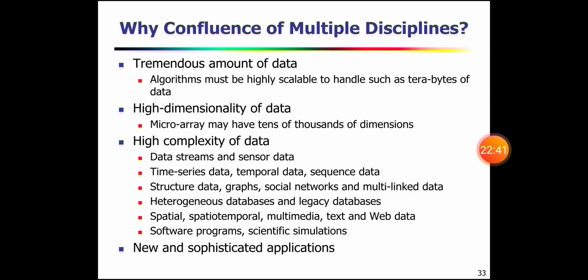So why do we need to have this kind of confluence of multiple disciplines? If people are multidisciplinary, only then are they able to understand the data mining concept and shine in data mining.